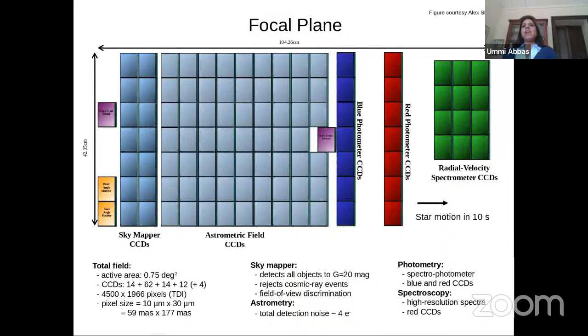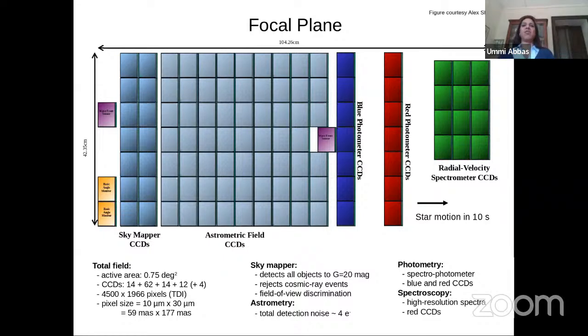The focal plane of Gaia is shown here just to give an idea, because I'll be coming back to this again as to how the scanning and how the observations are taken. So here we have the focal plane that consists of the astrometric field, the photometers, and the radial velocity spectrometer. It's just to show how large this area is.